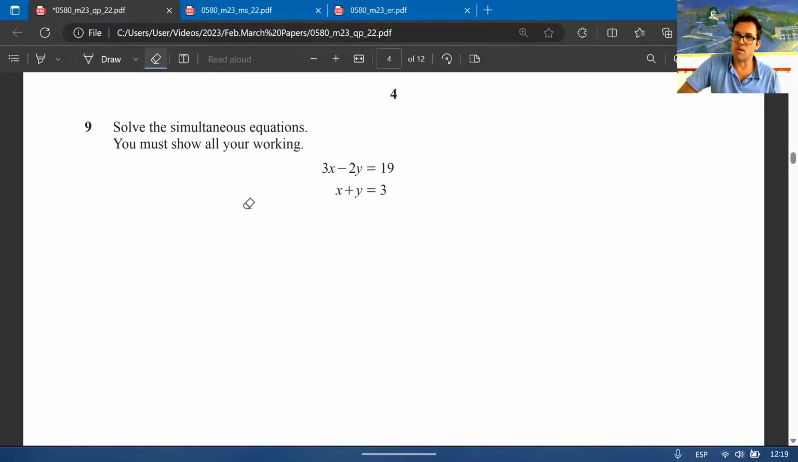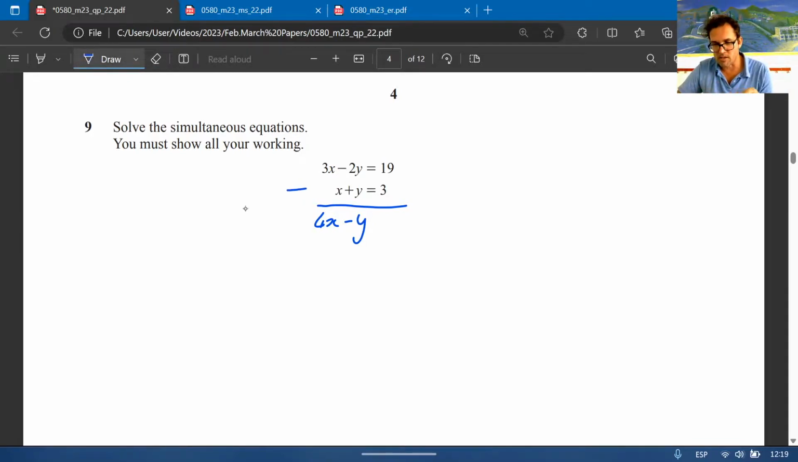Elimination method means we get rid of the x or we get rid of the y. We do that by adding or subtracting the 2 equations. Now we're going to add these 2 equations. 3x plus x is 4x. Minus 2y plus y will give us minus 1y, right? It didn't work. We still have an x and a y. We haven't eliminated anything. We want to eliminate one of them so we can work out the other one.